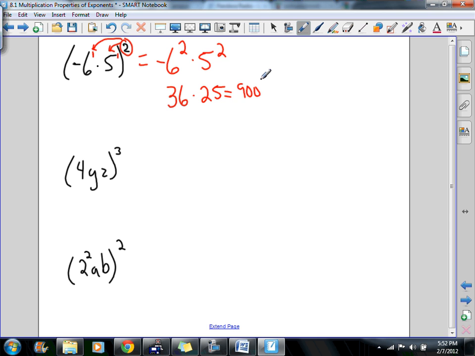This could also work if you did the inside of the parentheses first and did negative 30 squared, which is 900 as well. So the shortcut we just learned is really nice when you're dealing with stuff like down here, exponents. This 3 needs to get distributed into each of these terms. Okay? So 4 to the third power, y raised to the third would have to be y cubed. And the z raised to the third would be z cubed.